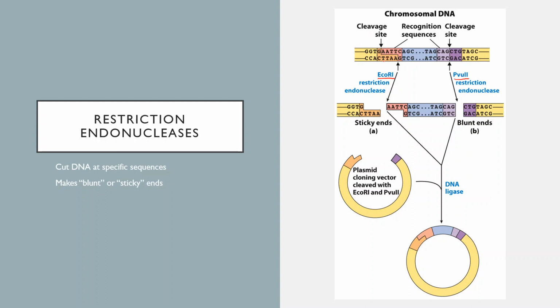So EcoR1, for example, recognizes this sequence, GAATTC. Meanwhile, PvuII recognizes this sequence, CAGCTG. And so when this enzyme detects this sequence in any DNA sequence, it will make a cut at this point and here on each strand. And that creates what we call a sticky end, and it's called sticky because it leaves two single-stranded overhangs.